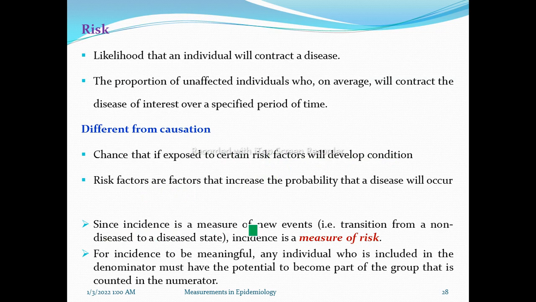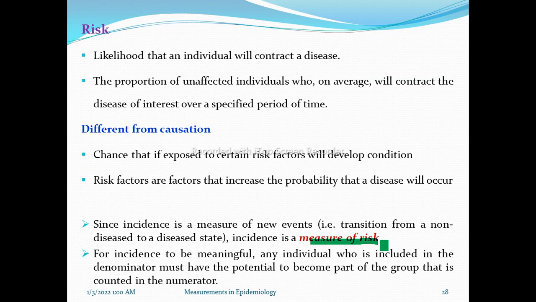Since incidence is a measure of new events, meaning a transition from non-diseased to diseased state, incidence is a measure of risk. Incidence is a measure of the risk that a disease-free individual will contract the disease. So incidence estimates a risk, or it's a measure of risk.